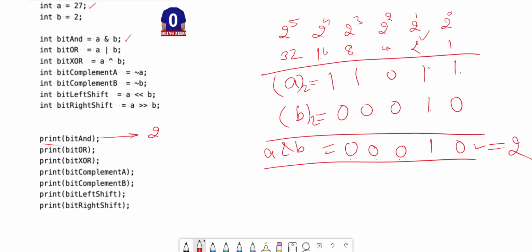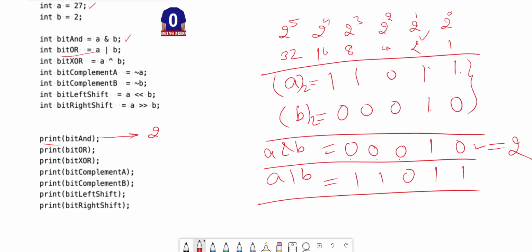That's the first. Second, we are doing bitwise OR. If we say A or B, then the answer should be the OR of these two. 1, 0 OR is 1. 1, 1 OR is 1. 0, 0 OR is 0. 1, 0 is 1. 1, 0 is 1. So this number that we are getting is nothing but 27 itself. Right, so we get 2 and 27 for the first two. Let's see the third one.